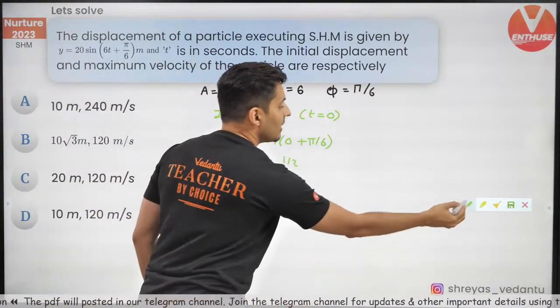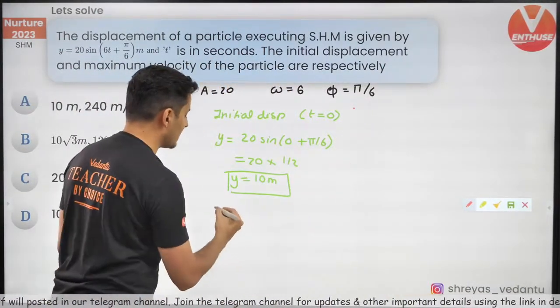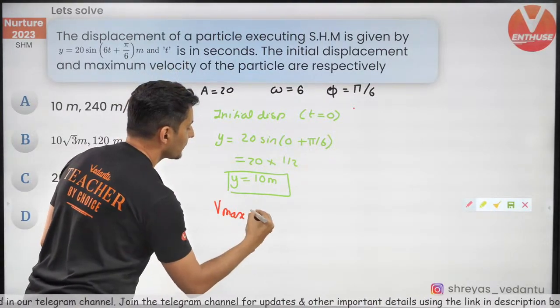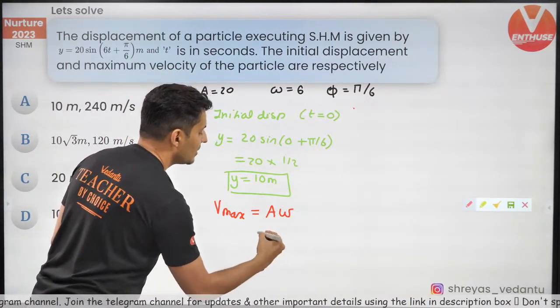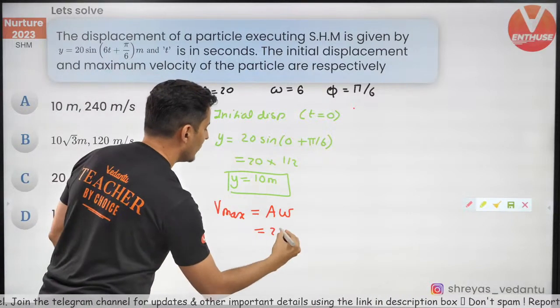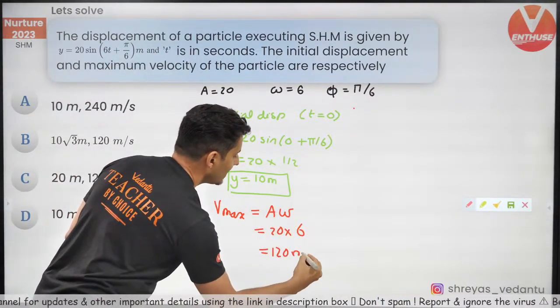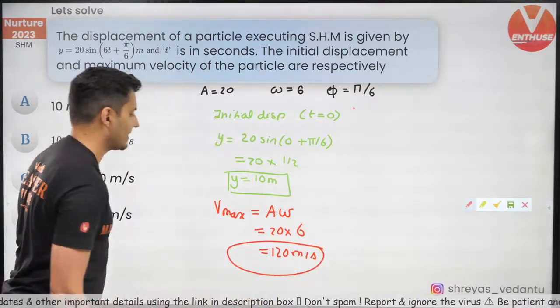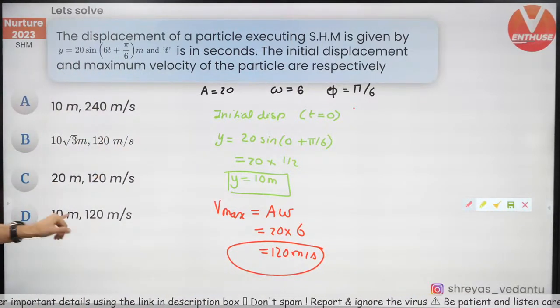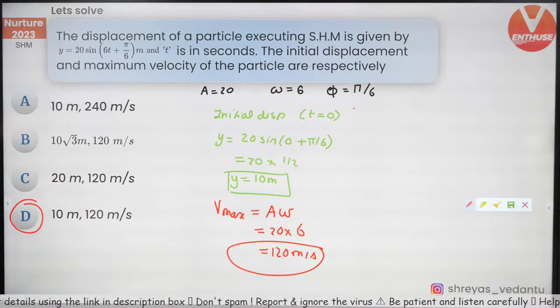Maximum velocity. What is the formula for maximum velocity? I just told you maximum velocity is A omega. So what is A? A is 20. What is omega? Omega is 6. So it will become 120 meters per second. That's your next answer. So 120 and 10, that means option D is correct.